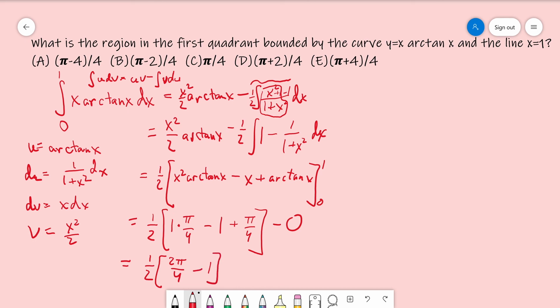Well, we can simplify this. This will be pi over 4 minus 1/2. And which of these answers is equivalent to pi over 4 minus 1/2? Well, that's going to be pi minus 2 over 4. B.